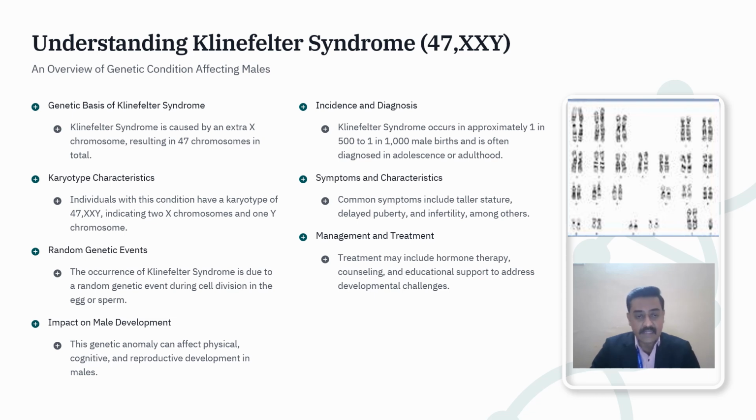one of the random genetic events that happens during cell division in the sperm, and the incidence is seen in 1 in 500 or 1 in 1000 male births and is often diagnosed in adolescence or adulthood. Common symptoms include a taller stature, delayed puberty, and infertility, among others.